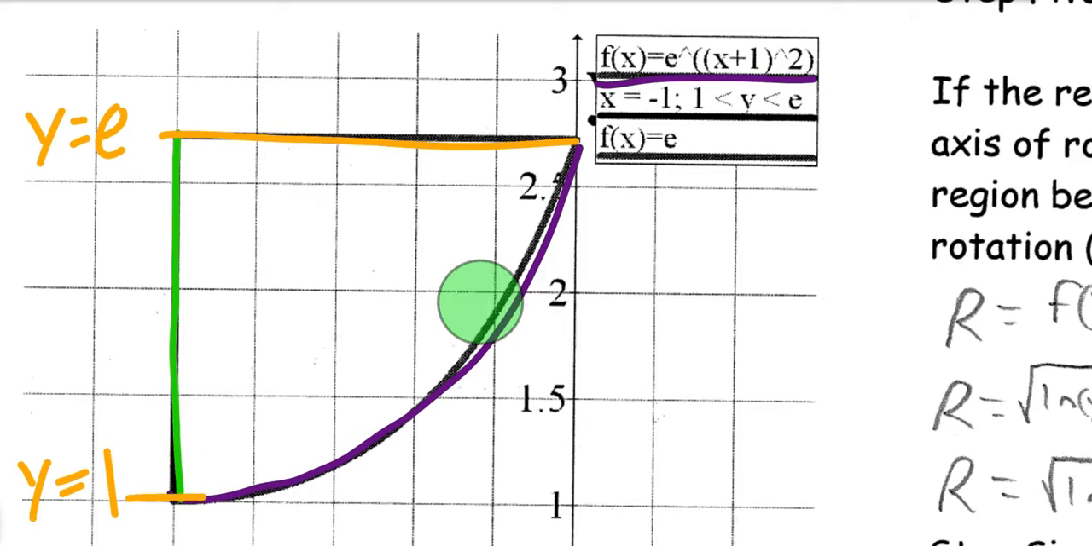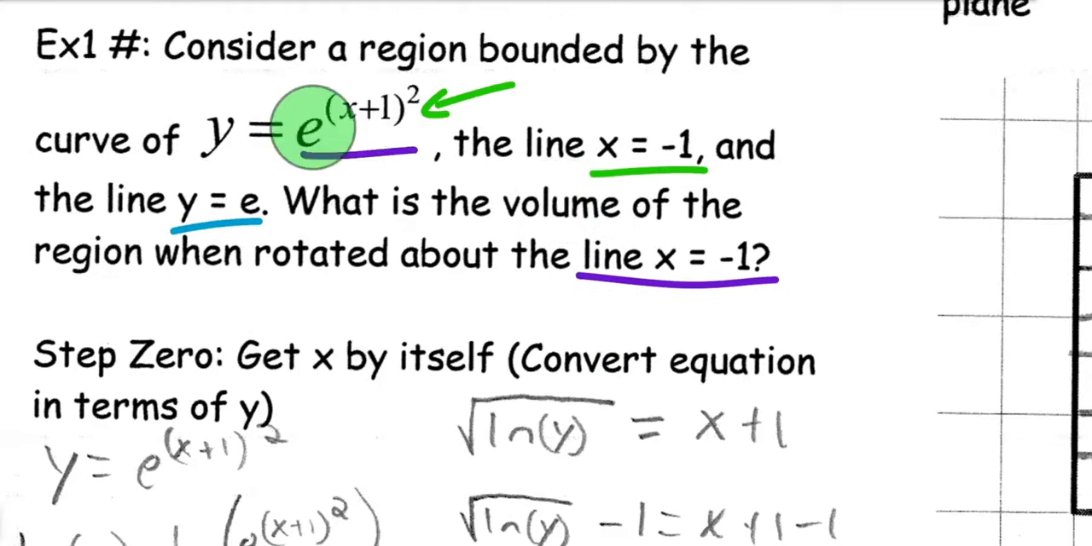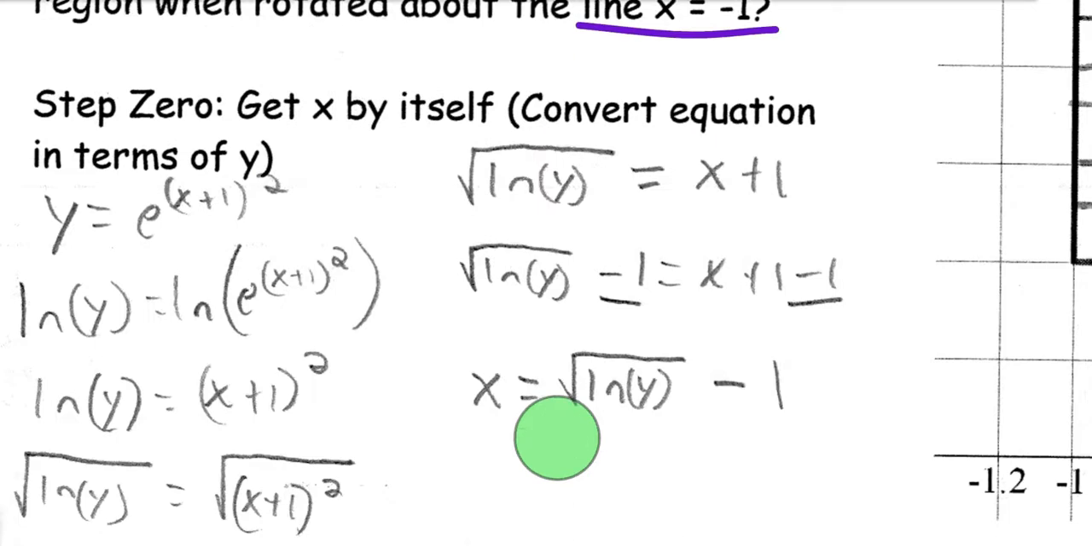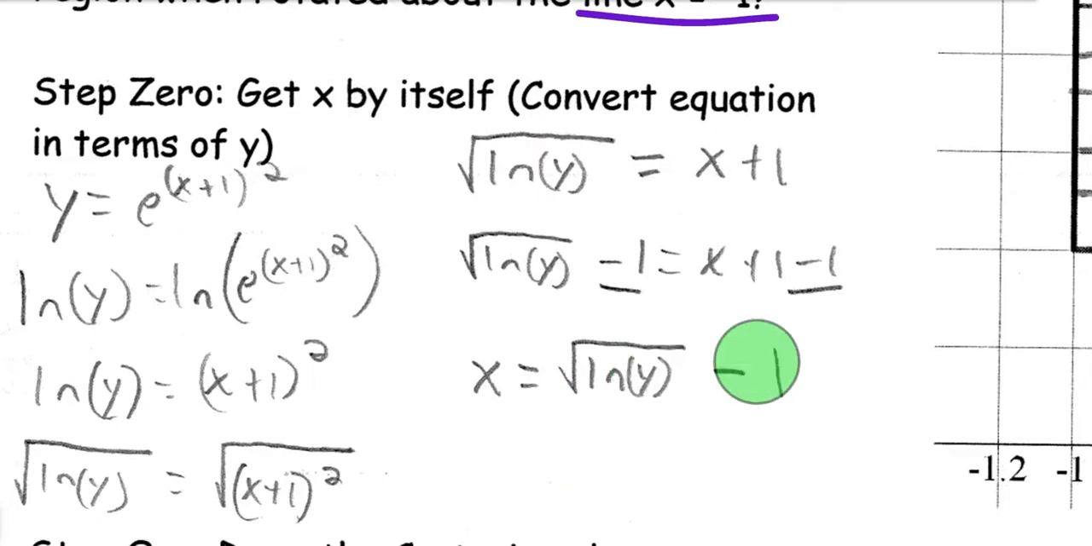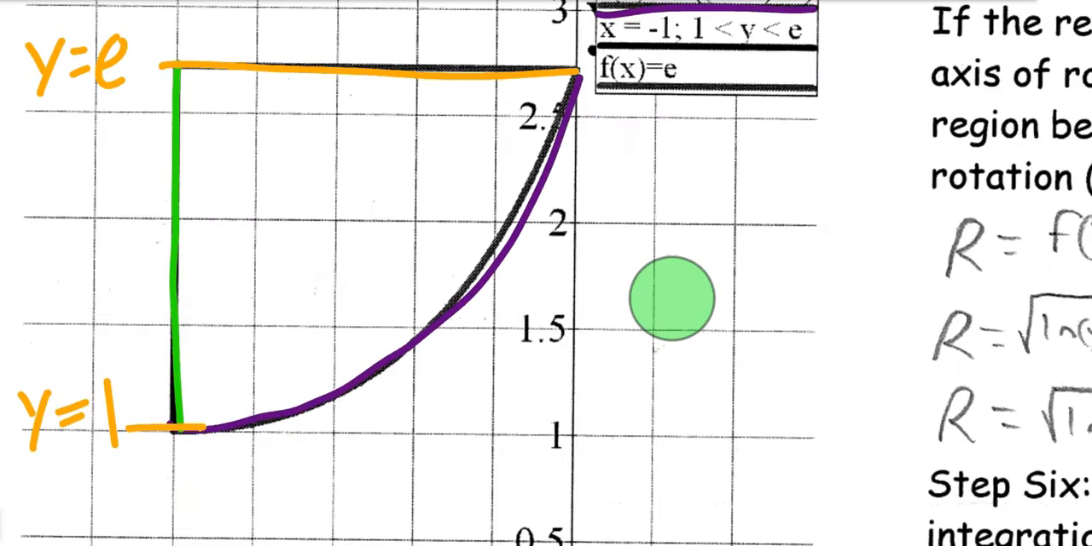Now you could figure that out analytically. Once you get it in terms of y, if you just set the square root of natural log of y, minus 1, and I'll just put it down here, equal to -1, you're going to solve for that, and you'll get y equals 1, which is where these two curves cross.